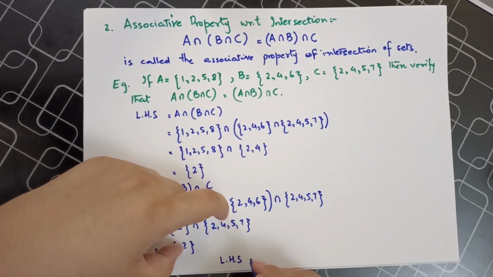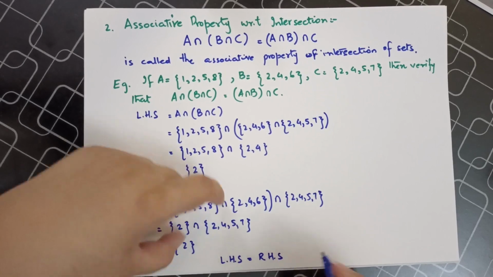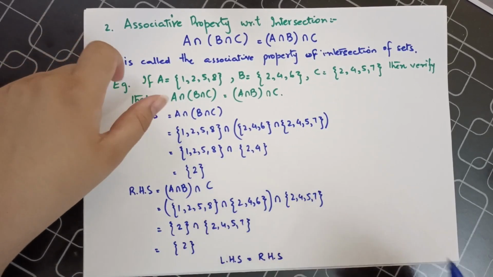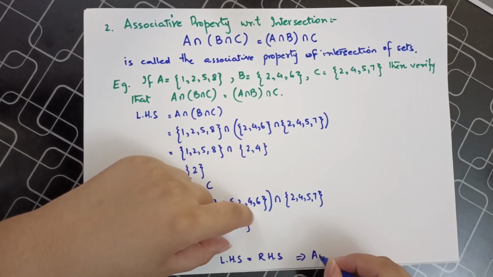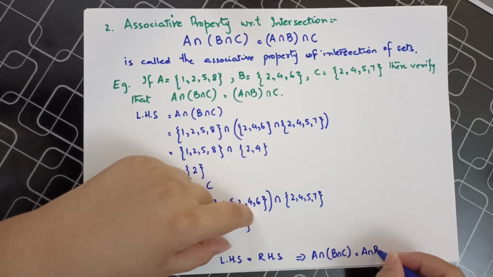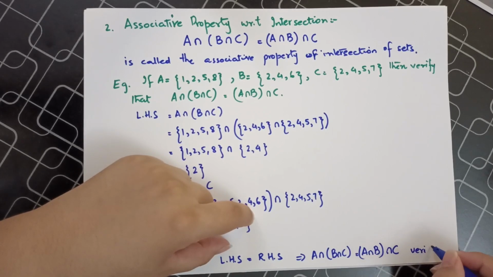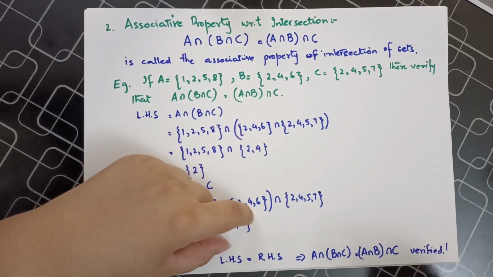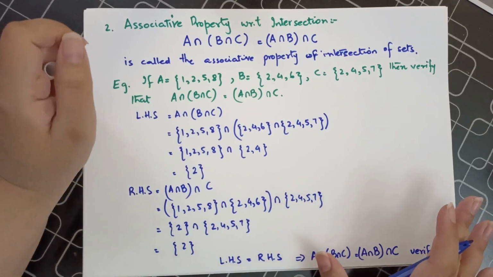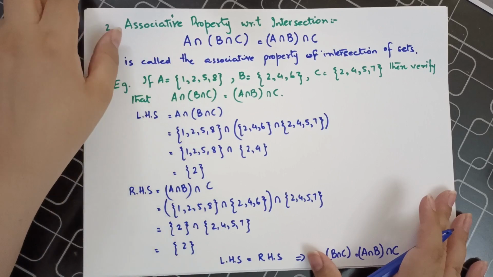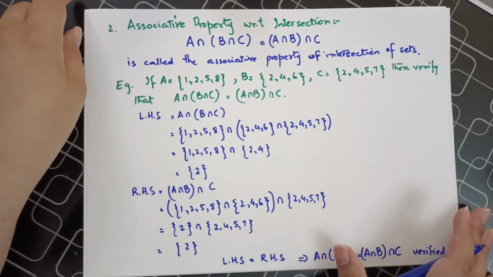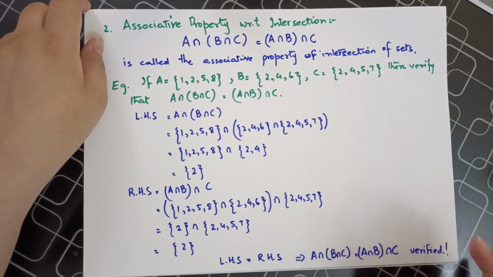Which means that left hand side is equal to right hand side, because here you see both the answers are the element 2, which means that A intersection (B intersection C) is equal to (A intersection B) intersection C is verified. Okay, so it means that the associative property also holds for intersection. Okay. Now let's move towards the third one, which is the identity property.